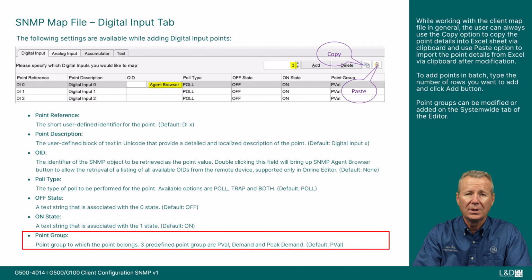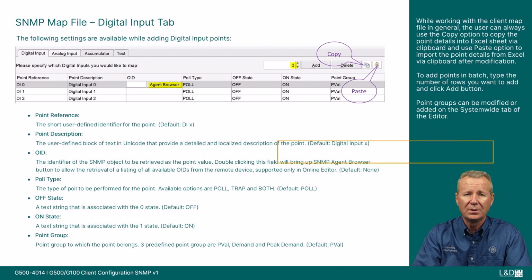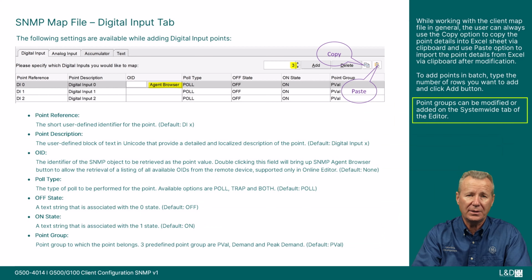Point group is the point group to which the point belongs. There are three predefined point groups in the MCP: pval, demand, and peak demand. Pval is short for present value, which reflects the current state of the power system at an instance in time. Demand reflects the average value of a quantity over a specific period of time. And peak demand reflects the minimum and maximum power flow conditions encountered. Point groups can be modified or added on the system-wide tab of the editor. The default point group is pval.